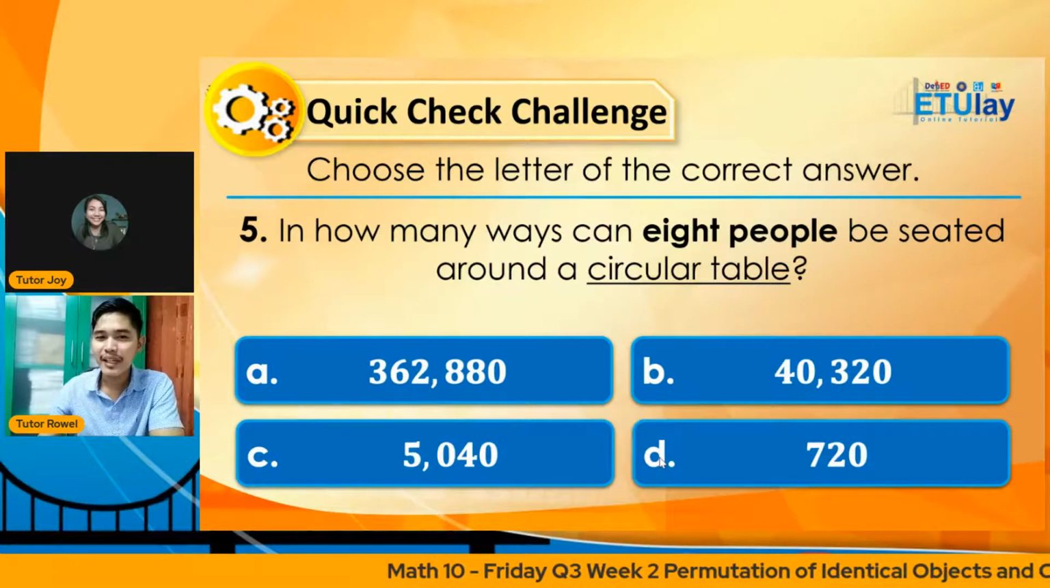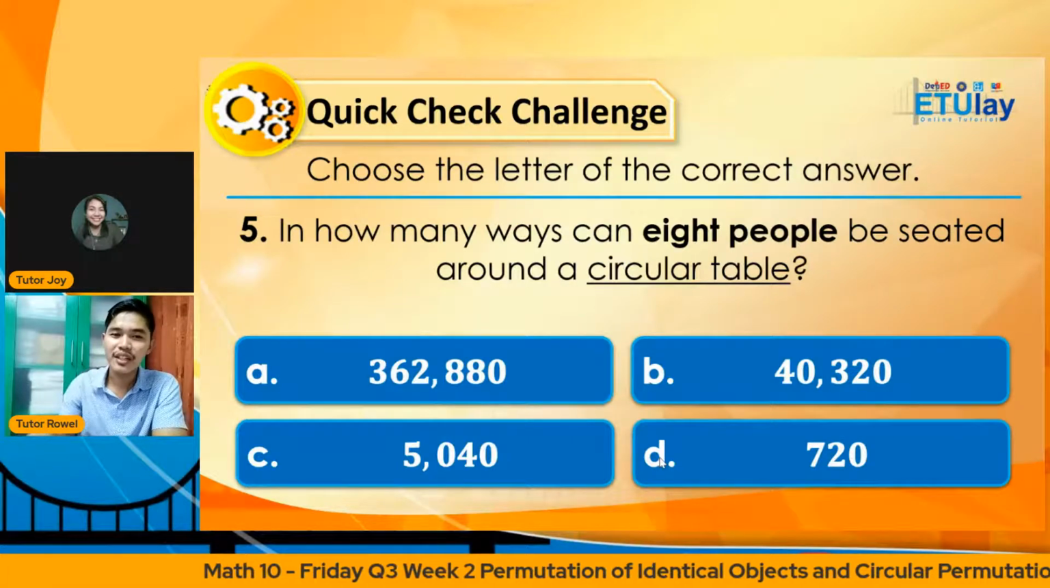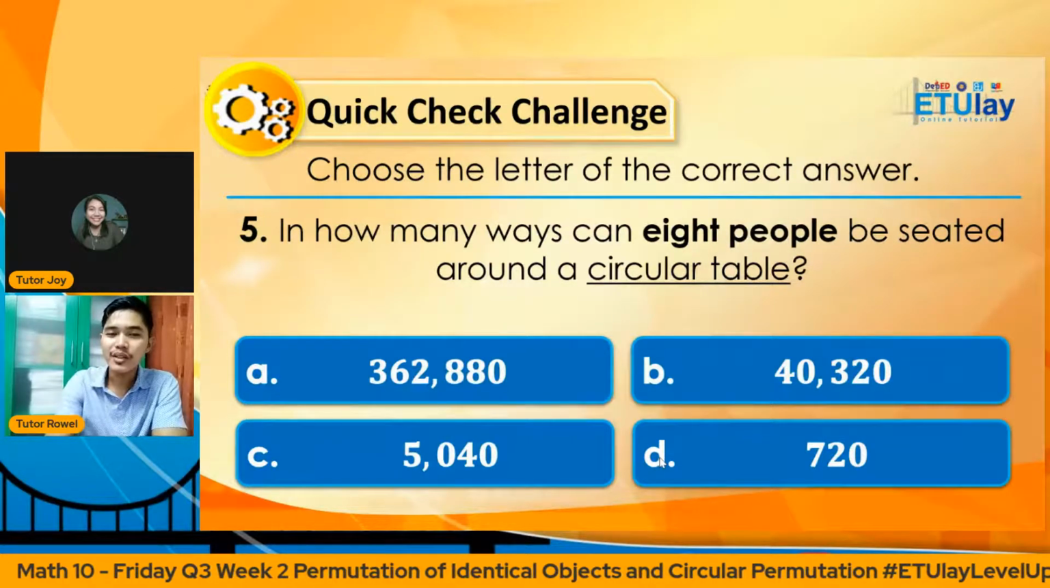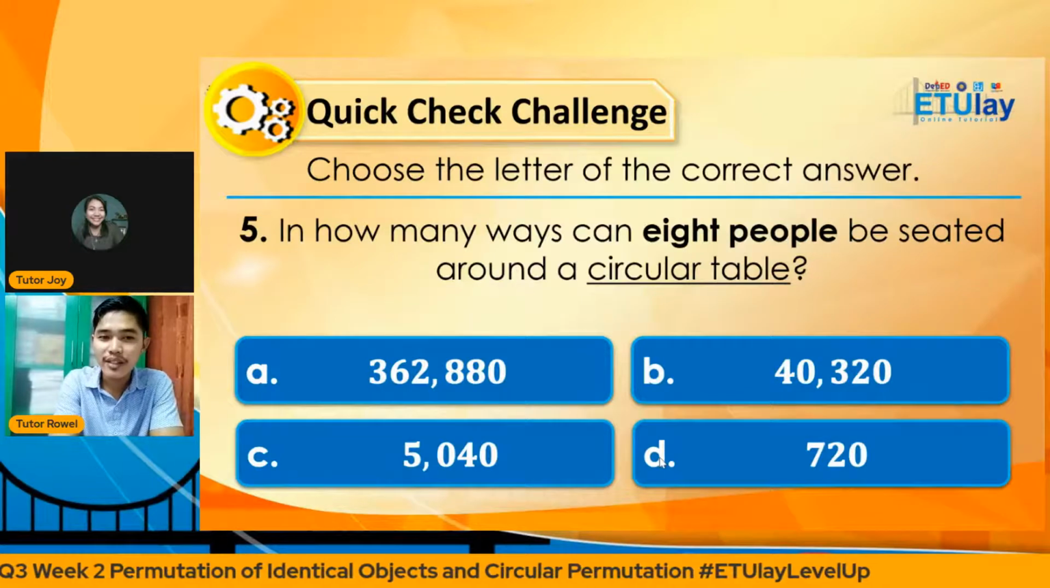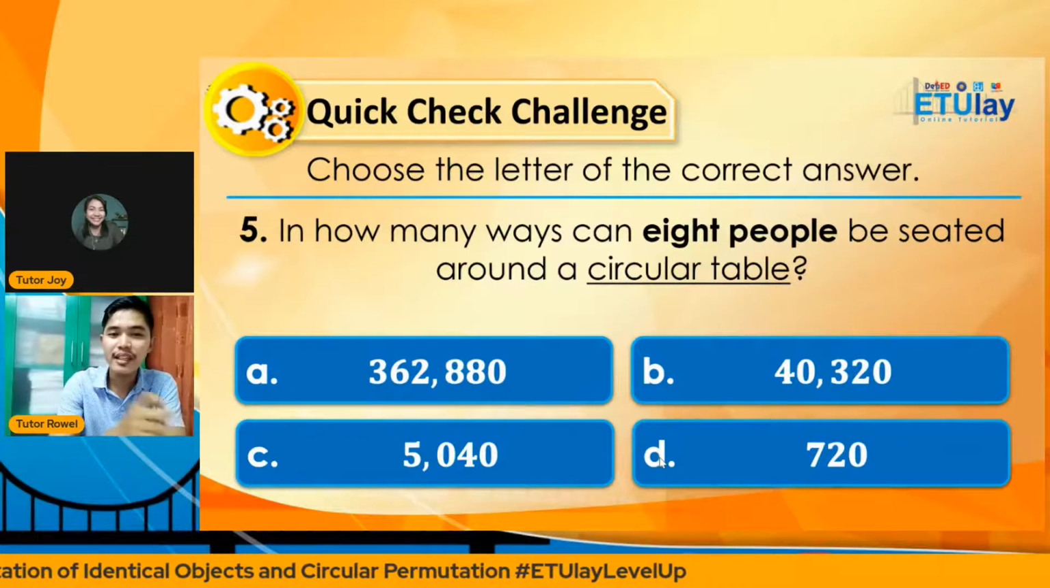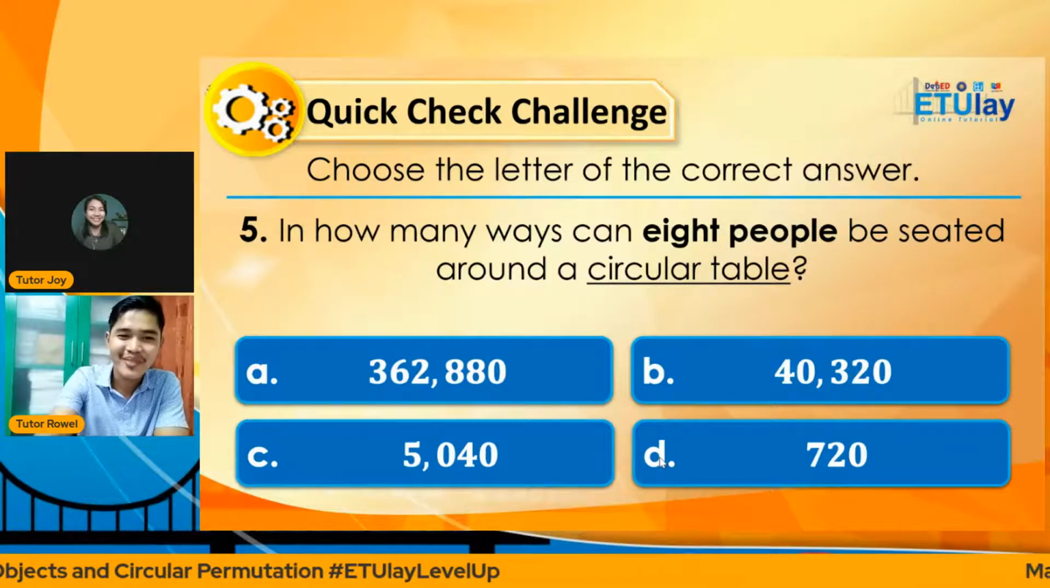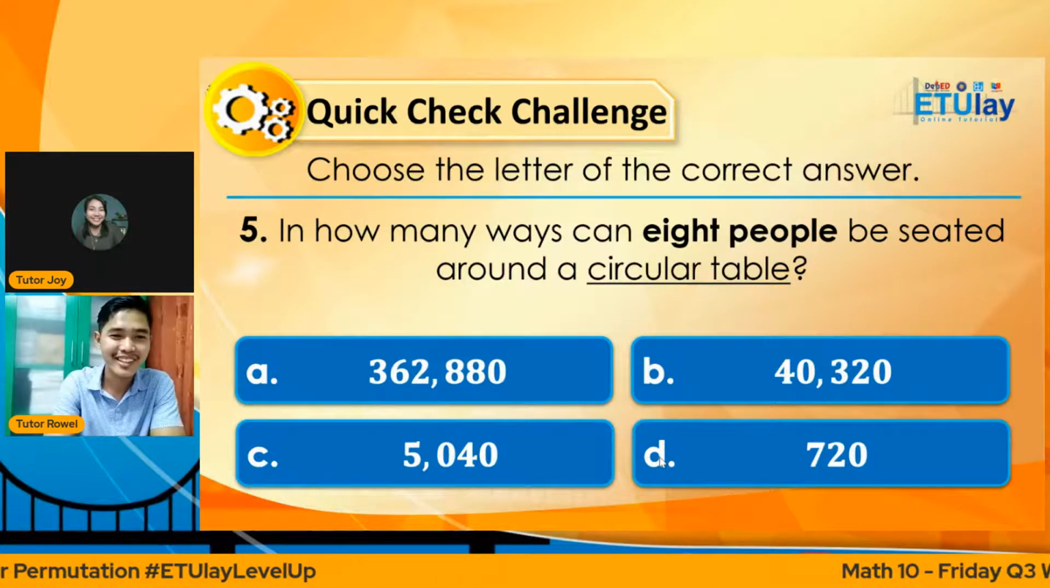Ngayon, ano yung formula natin dyan? I-arrange sila sa round table. So kung may 8, simply subtract 1 sa 8, magiging 7, and get 7 factorial. O Mathletes, ano kaya ang tamang sagot?